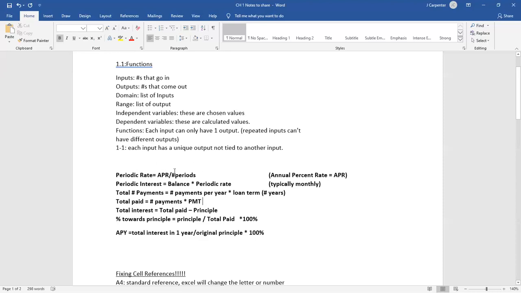Now, with this interest, that means that somebody's getting more money for being nice and letting someone else borrow it. So your total interest amount is the total paid minus the principal. Principal means what you borrowed, or initial investment.